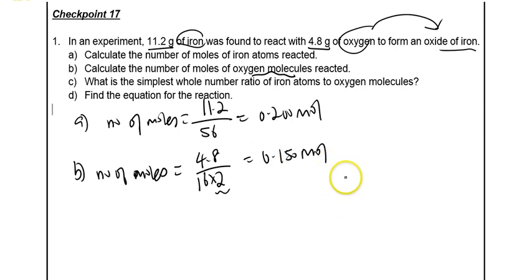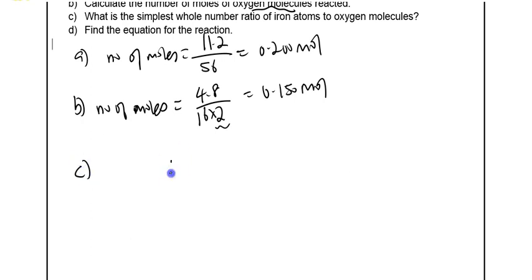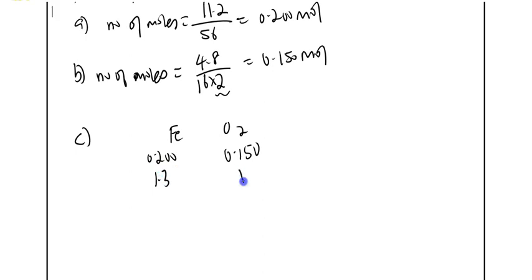So now let's do a simple comparison. My iron and my oxygen is 0.2 is to 0.150. So if I divide throughout by the smallest number, I will actually get 1.3 and 1. And this is not exactly a whole number, so let's make it a nice integer by multiplying by 3. You realize this is similar to the derivation of empirical formula. I will have 3 here and I have 4 here. Okay, so I have this ratio of 4 iron reacting with 3 oxygen.